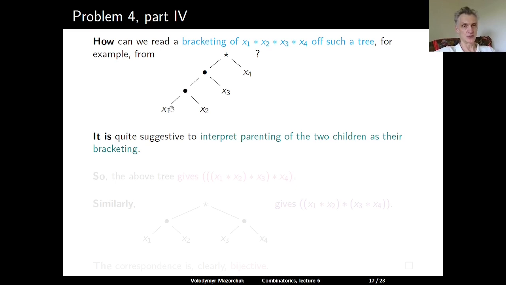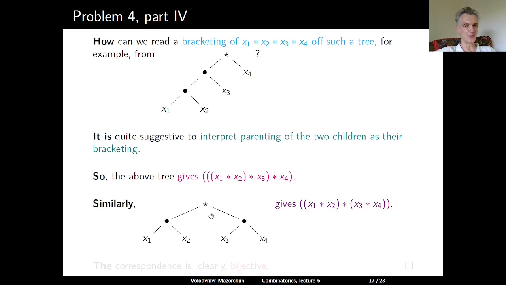So this root has x1 and x2 as children, so we bracket x1 and x2. This root has this root and x3 as children, so we bracket the bracket of this root and x3, and so on. So this tree corresponds to the following bracketing. We bracket x1 and x2, then we bracket the outcome with x3, and then we bracket the outcome with x4.